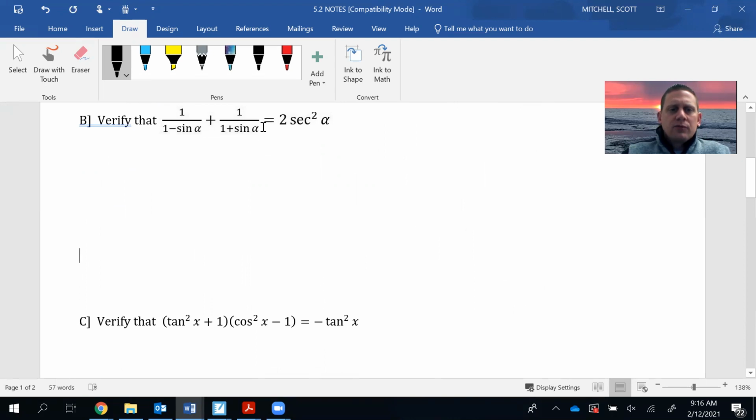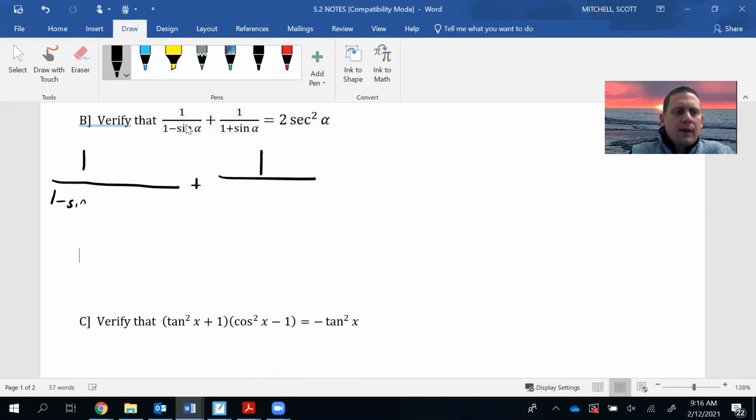All right, so let's take a look at this. So I have 2 fractions, and the other side is equal to one thing. So again, I usually pick the more difficult side. So I'm going to work with the left side here, and I need to get 2 fractions into 1. And I'm going to do that by getting an LCD. So it's 1 minus the sine of alpha, 1 plus the sine of alpha as my LCD.